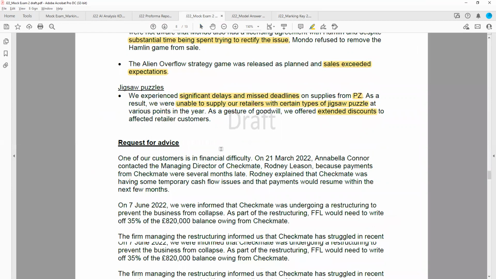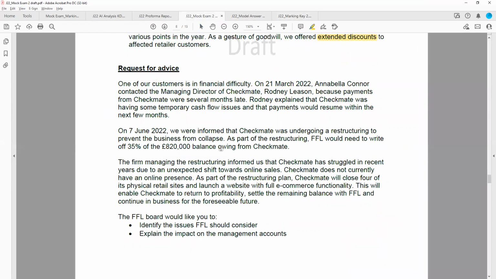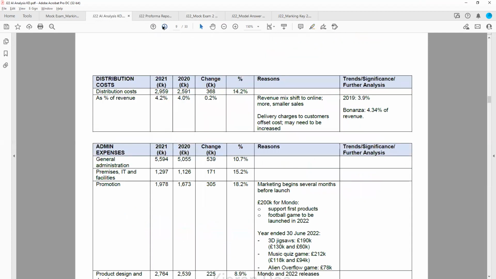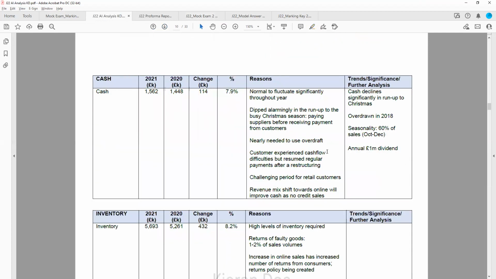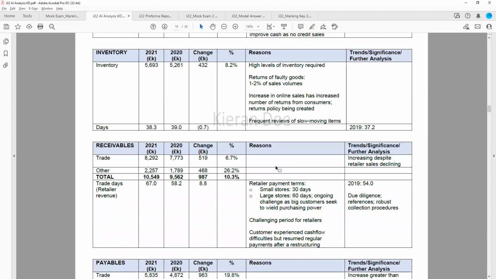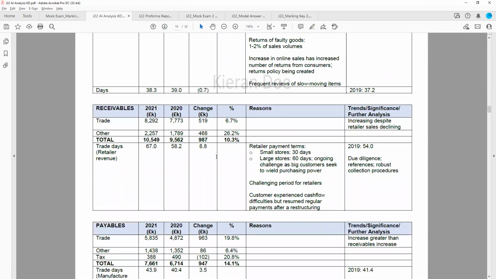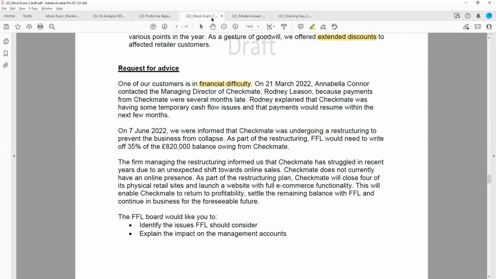So then we were told about this additional piece of analysis. Of course, we didn't have this in mock exam 1. We're told about a customer who is in financial difficulty. This does relate back to the AI, because we were told in the AI that there was an issue with a customer who experienced cash flow difficulties, but then resumed regular payment. So this issue itself was quite similar.